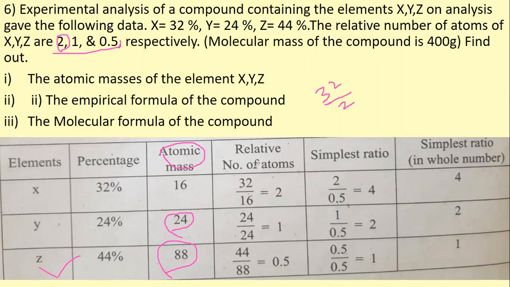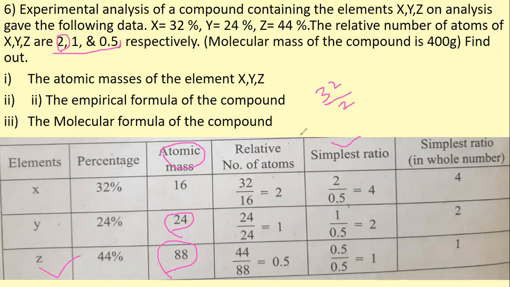So now the relative number of atoms is simply 32 divided by 16. So these are all the steps that we follow, right? Percentage divided by atomic mass will give you the relative number of atoms. In the next step, we have to convert it into the simplest ratio. Why we are doing this simplest ratio is that here you see we are having a decimal number. Usually the compound won't have a decimal number of constituent atoms. For that, we have to convert it into the simplest ratio.